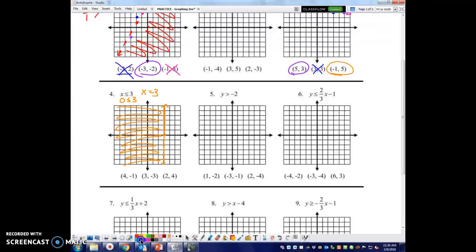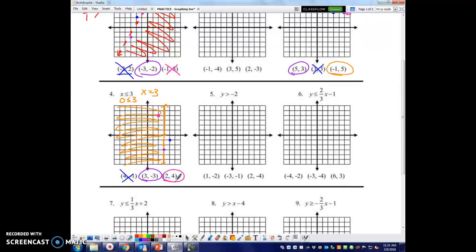Now let's test our points. 4, negative 1. 1, 2, 3, 4, negative 1. Does that one work? No. 3, negative 3. 1, 2, 3, negative 1, 2, 3. Does this one work? It's on the line. It does work because it's on a solid line. Okay, this last one, 2, 4. 1, 2. 1, 2, 3, 4. Does this one count? Yes, because it's in the shaded region.